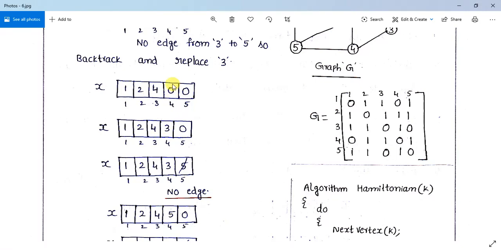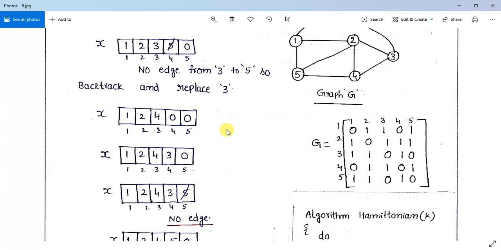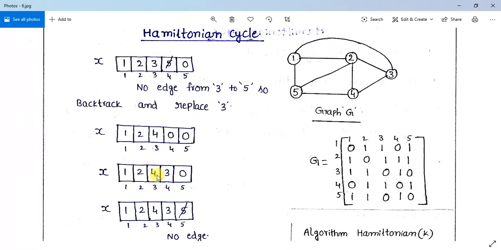Next, I have to fill here, replace this 0. So what are the possible values? I can put here 3. 3 is possible. 1 is already present, 2 is already present, so I can put 3. If I put 3, is there any edge from 4 to 3? Yes, edge is present, so I can put vertex 3 in this box.